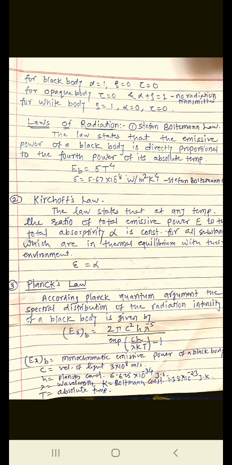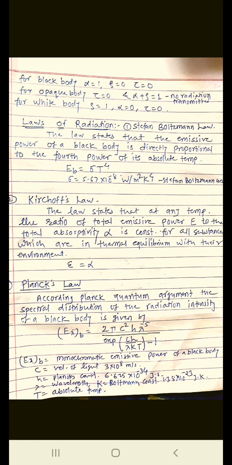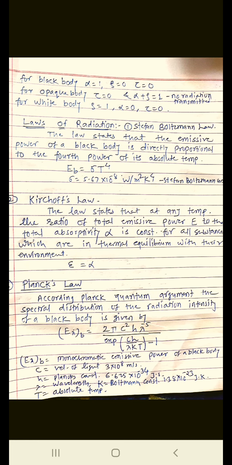Third law is Planck's law. According to Planck's quantum argument, the spectral distribution of the radiation intensity of a black body is given by E lambda b, that is given by 2 pi c square h lambda raised to minus 5 divided by exponential of ch upon lambda kT minus 1, where E lambda b is monochromatic emissive power of a black body, c is velocity of light, h is Planck's constant, lambda is wavelength, and k is Boltzmann constant and its value is 1.38 into 10 raised to minus 23 joule per Kelvin. T is absolute temperature.